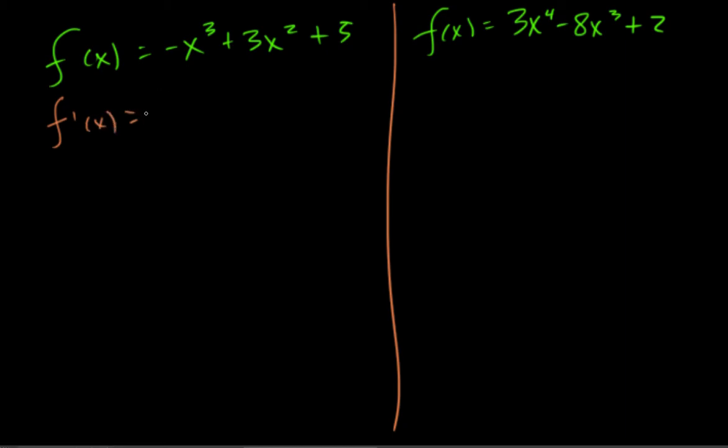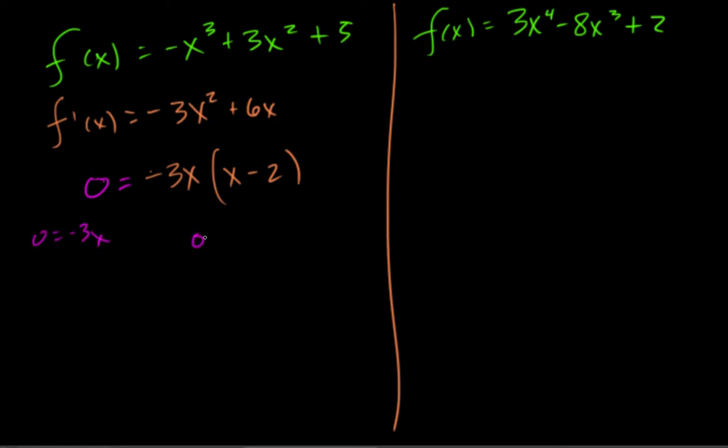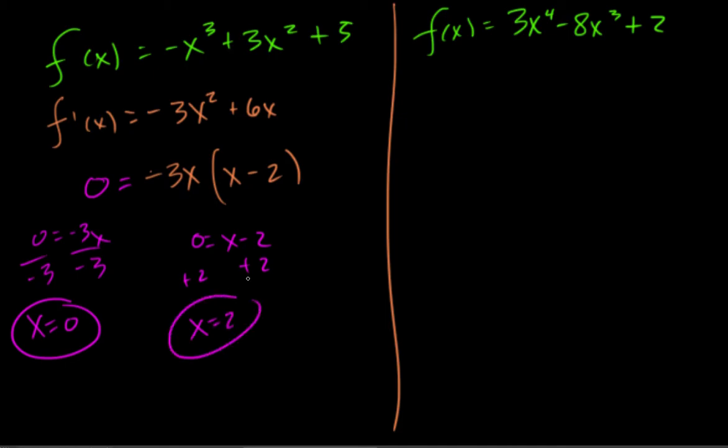So f prime of x is going to be -3x squared plus 6x. And then if we factor out a 3, let's do -3x. That's going to leave us with x minus 2. And then we're going to set that equal to 0 because we want our derivative to equal 0. We can break that apart and we get 0 equals -3x, 0 equals x minus 2. So x equals 0 right here, and x equals 2 right here.